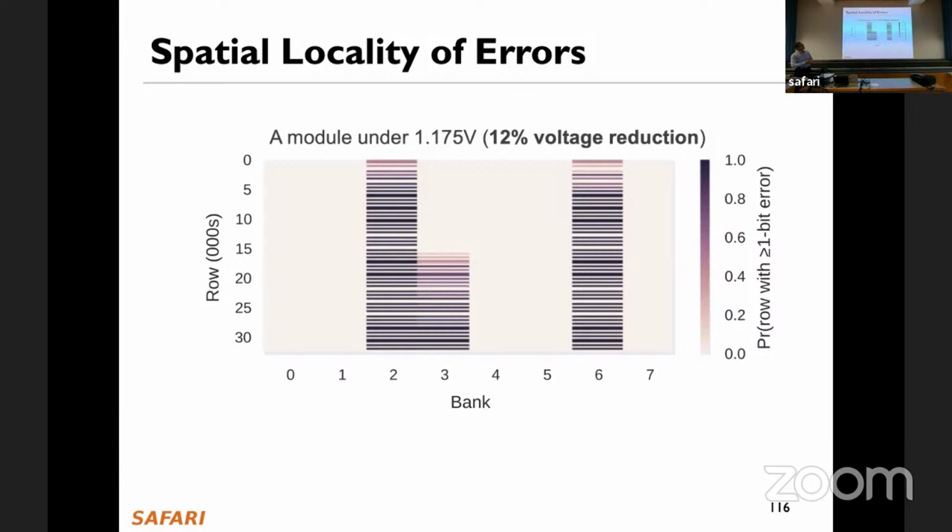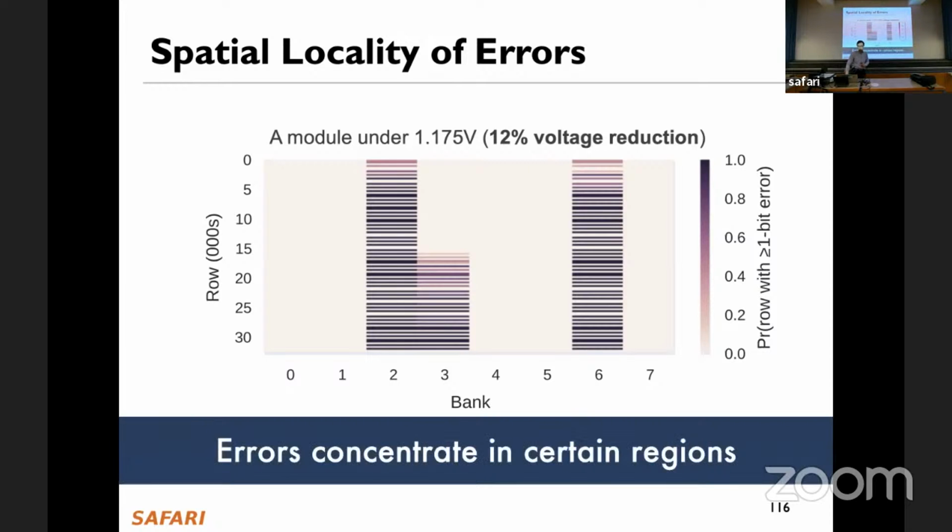So there's also another interesting thing. There's some spatial locality of errors. You could also expect that, right? But it seems like some banks and some rows are worse off when you reduce the voltage. This is the probability of a row with more than one bit error. You can see that some banks don't see errors, but some banks see a lot of errors. So some banks are less tolerant to voltage reduction, perhaps because of the way power delivery happens to those banks. We don't know exactly.